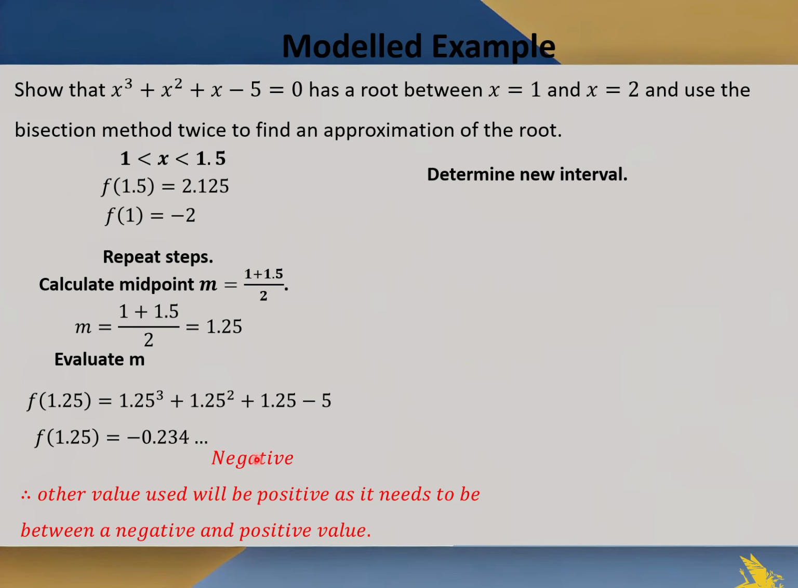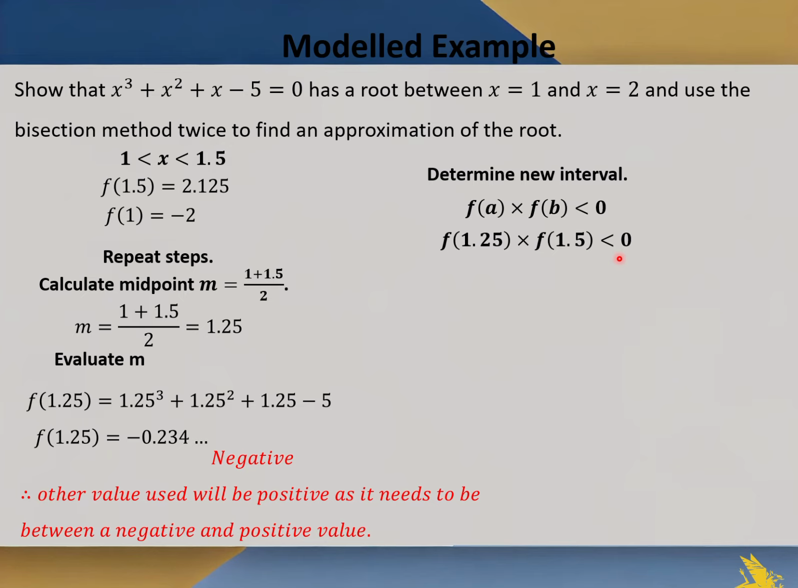We can keep repeating this if we would like to. So just make sure you know that we are able to repeat it multiple times. Now, the interval that we have available now is looking at 1.25, which is a negative, and we needed the positive one, which is 2.125. So those are my 2 points that I'm going to look at.